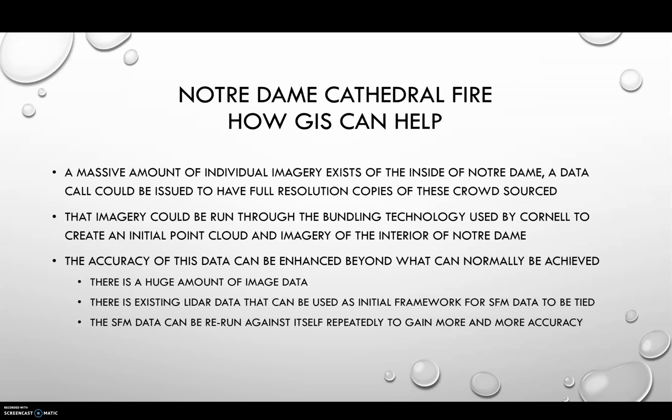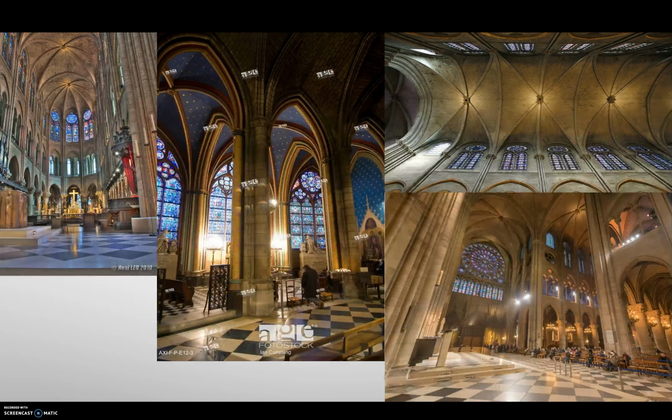The accuracy of this data can be enhanced beyond what can normally be achieved in a standard structure from motion video or recreation, since there is a huge amount of data and there is already existing LiDAR data that can be used as the initial framework for the structure from motion data to be tied. Once the structure from motion data starts being created, it can then actually be rerun against itself to repeatedly gain more and more accuracy. This can be used, as mentioned before, to recreate the interior of Notre Dame Cathedral as it once was and is portrayed in these images before the fire.